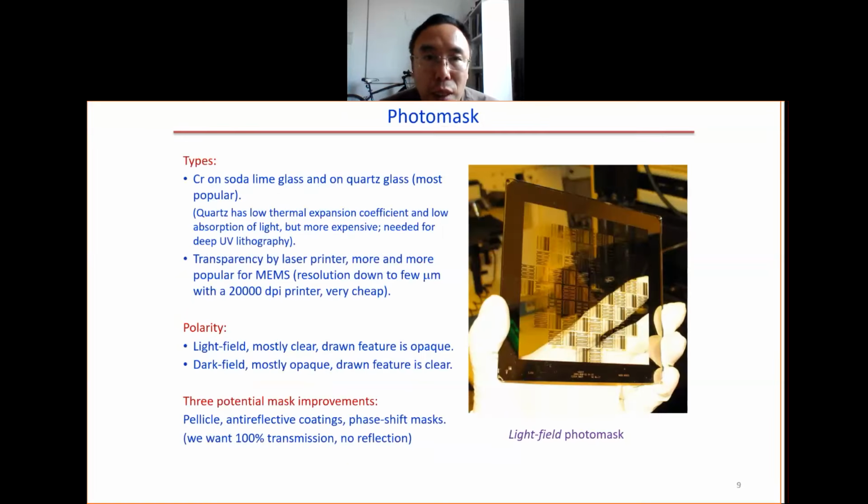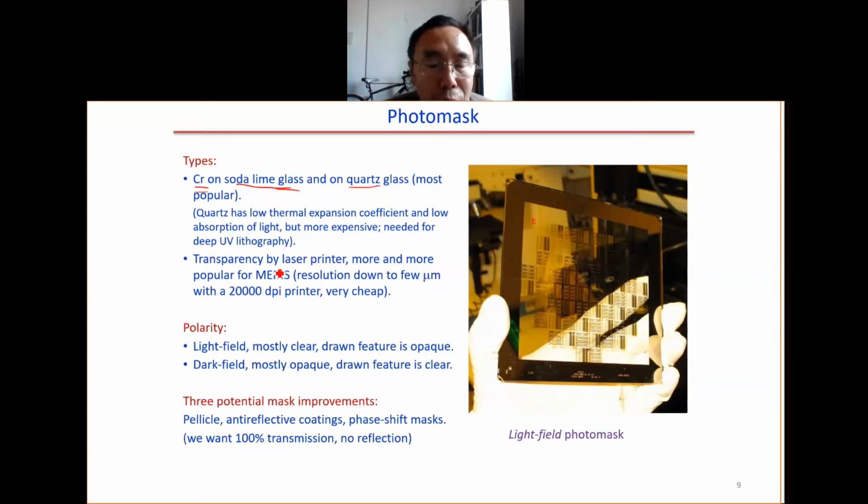So now let's look at the photomask. For the mask, we have something opaque on top of a transparent material. The opaque material is chromium. The transparent material is glass. It can be soda lime glass, that's cheap, or quartz glass. Quartz glass has lower thermal expansion coefficient and lower absorption of the light, but it is more expensive. Normally for research, we can use soda lime glass for the photomask.